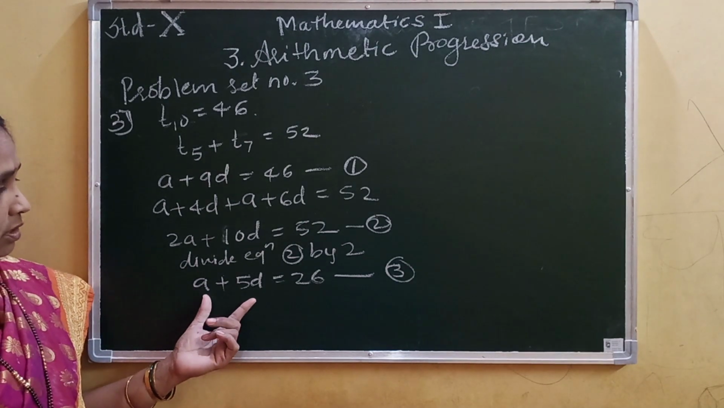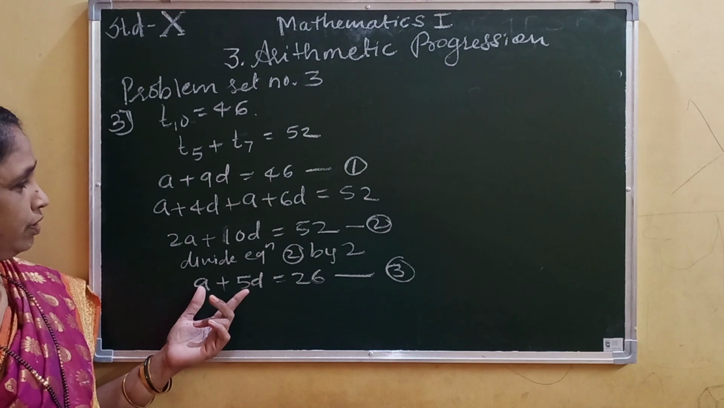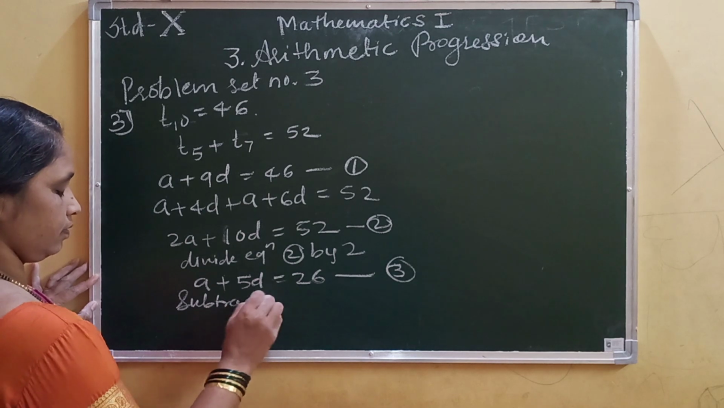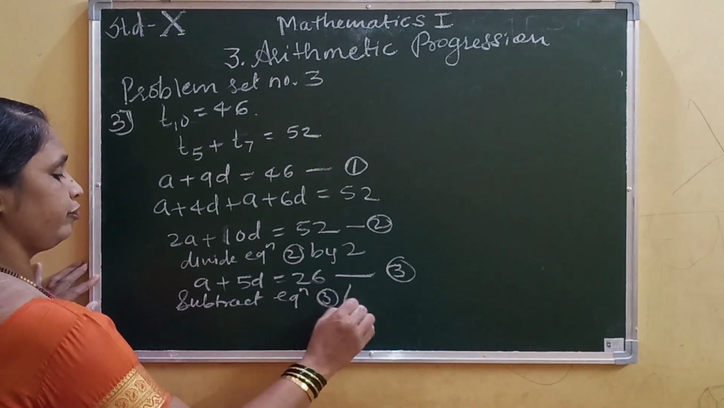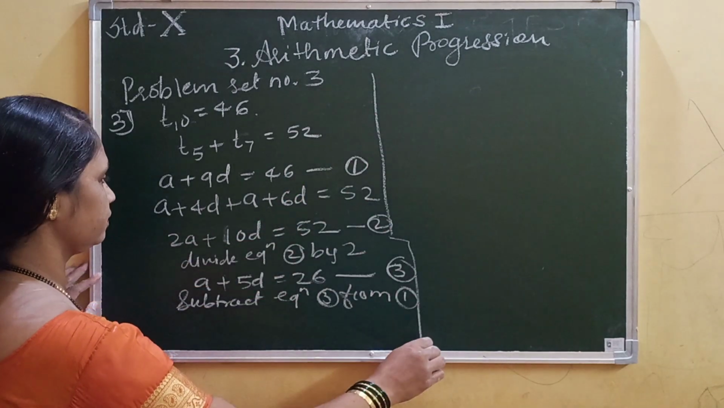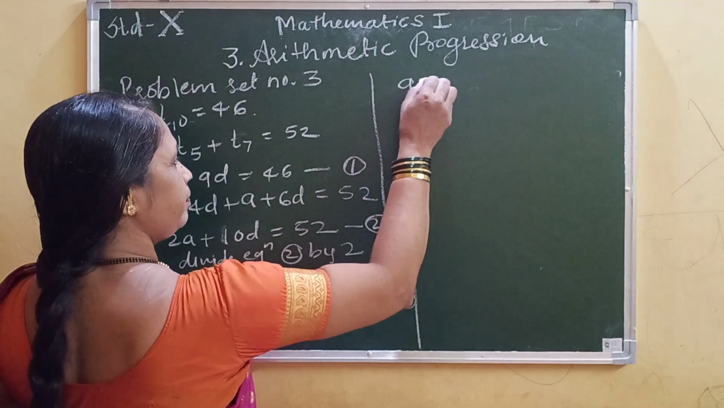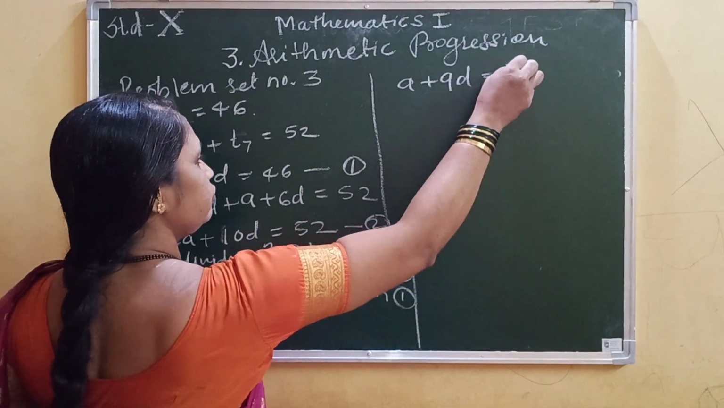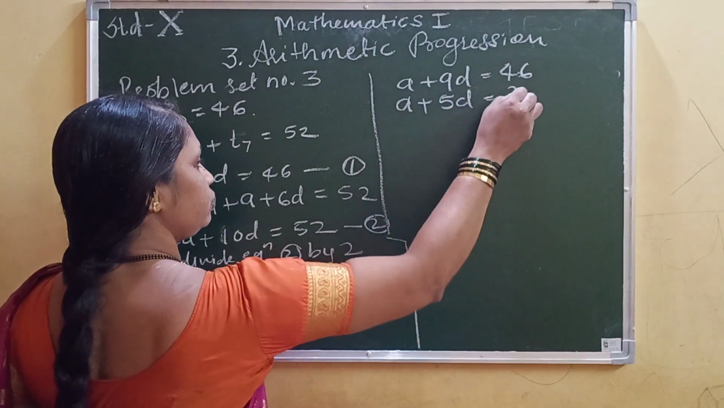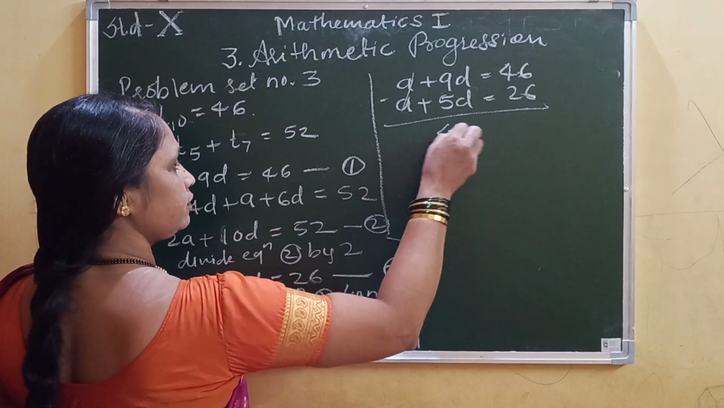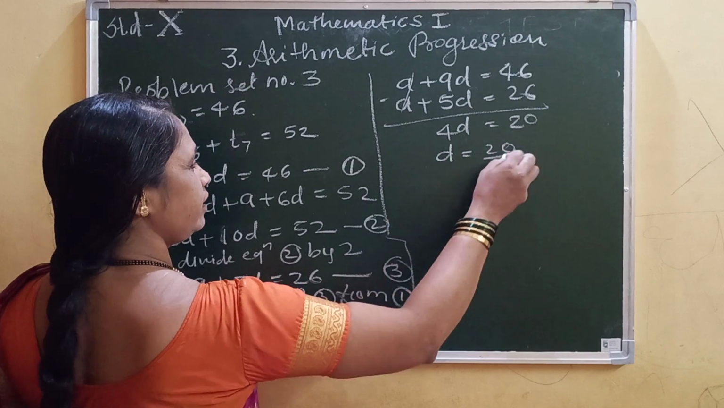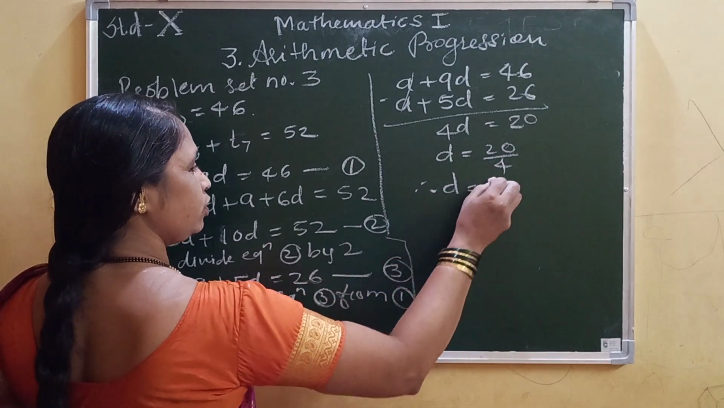Now what we will do now? This one is the smaller one. So subtract equation 3 from 1. It will be A plus 9D is equal to 46, A plus 5D is equal to 26. So this is 4D, 0 and 20. So D is equal to 20 by 4. Therefore D is equal to 5.